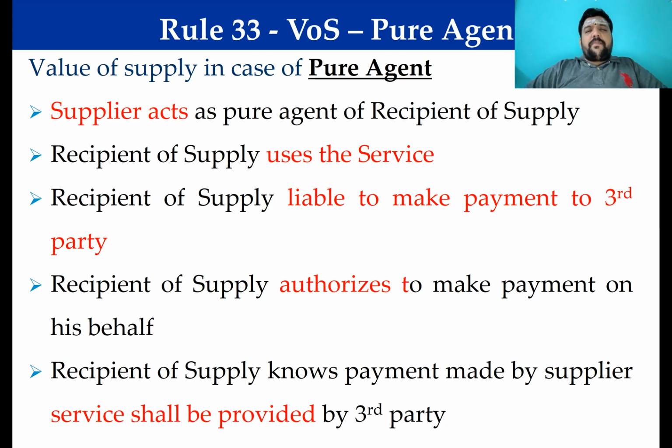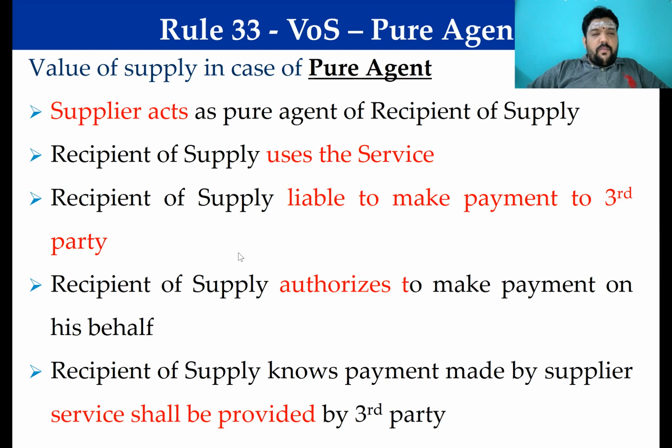Value of supply. Any reimbursement as a pure agent will not be included in value of supply. Let me repeat, any reimbursement as a pure agent will not be included in value of supply. Mark my word, this is a great gift. So whatever expenditure is reimbursed, if it is a pure agent reimbursement, then it will not be included in value of supply.